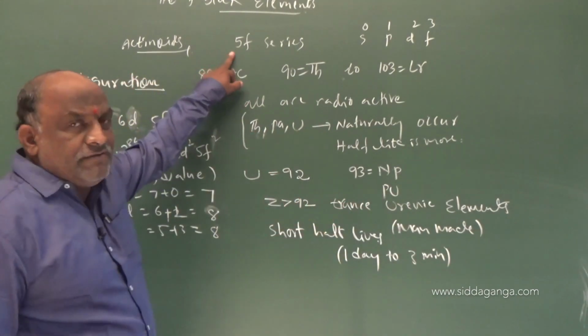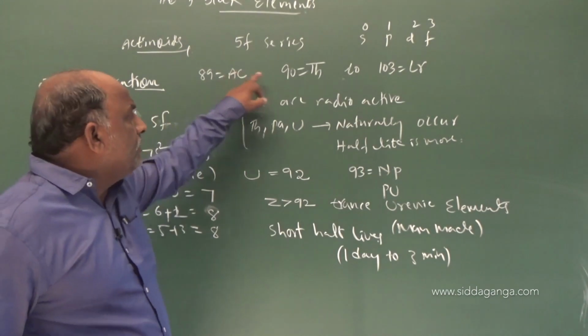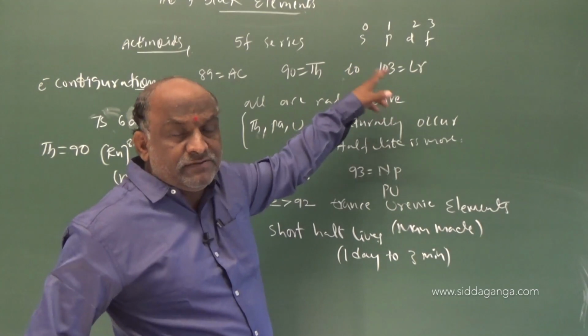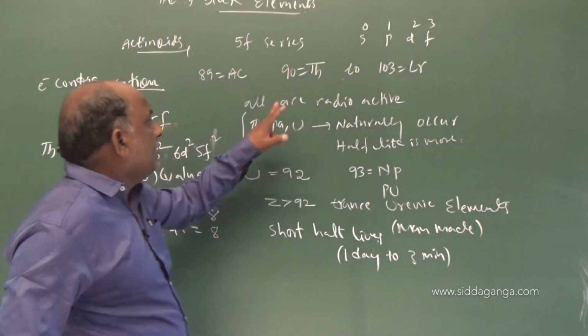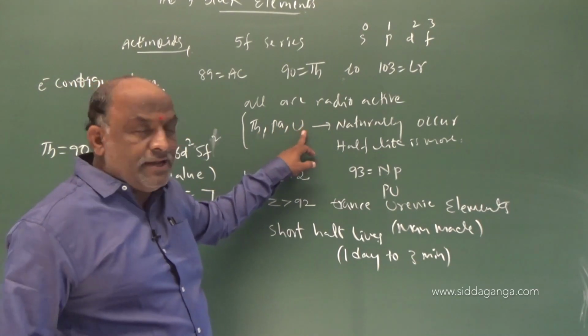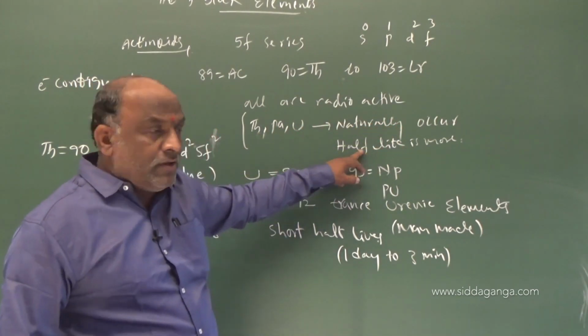Actinides belong to the 5f series. Actinides have atomic numbers from 89, actinium, followed by 90 thorium, up to 103 lawrencium, a total of 15 elements including actinium, and all are radioactive elements. Thorium, protactinium and uranium are naturally occurring radioactive elements. Due to that, the half-life is longer.